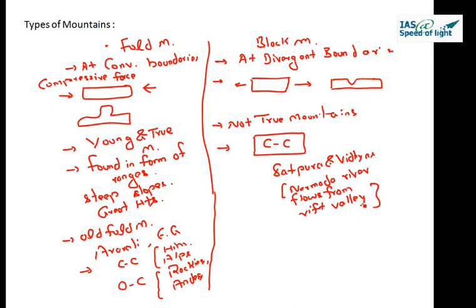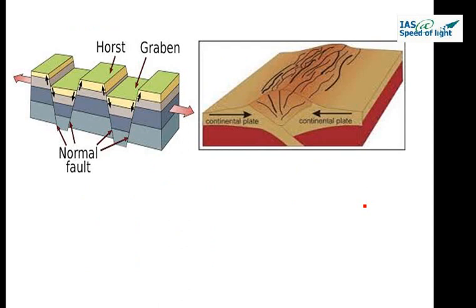So these are the types of mountains which we normally see, the fold mountains and the block mountains. This is how the higher portion becomes a horst, and this becomes a graben. These are the normal fault lines. These are the block mountains, which happen because of tensile forces, while because of compressive forces we see the formation of the fold mountains.